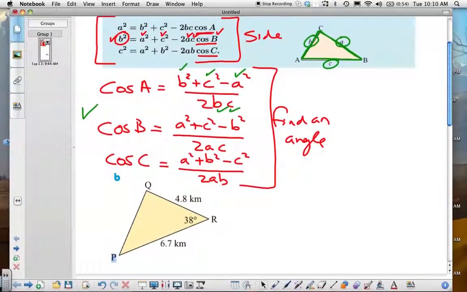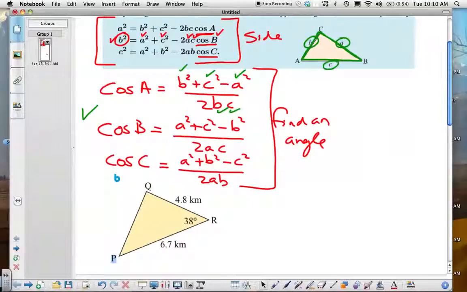I'll just pull this down a little bit like that so you can still see. Now, in this one over here, I've got P, Q, and R. I would suggest that you straight away change these. You can change them to A, B, C, because we're used to working with those. And then you label your triangle according to those. So that would be C, this would be A, and this would be B. Notice you've got the side and the included angle.